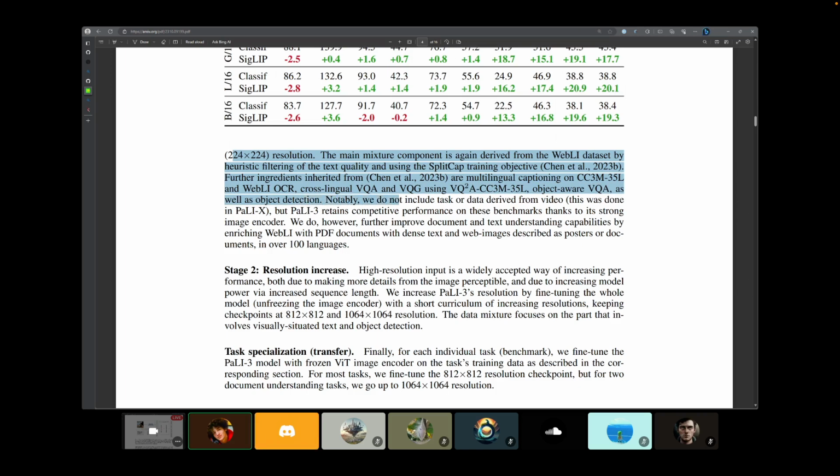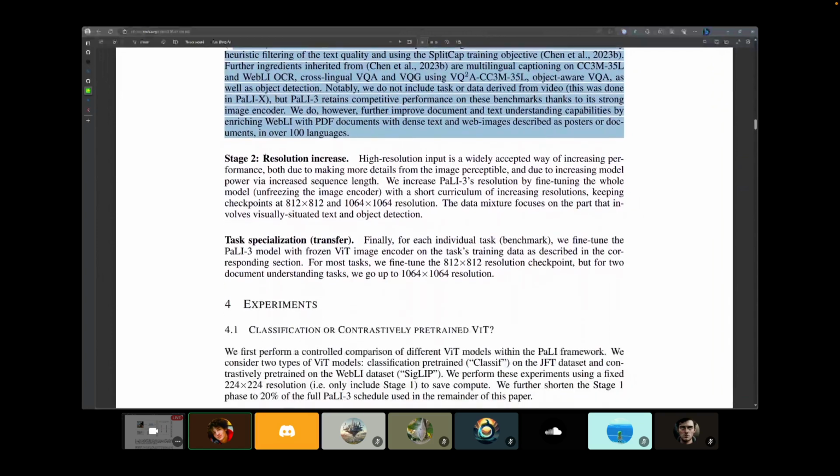Notably, we do not include tasks or data derived from video. This was done in PaLI-X. PaLI-3 retains competitive performance on these benchmarks thanks to its strong image encoder. We do, however, further improve the document and text understanding capabilities by enriching WebLI with PDF documents with dense text and web images described as posters or documents in 100 languages.